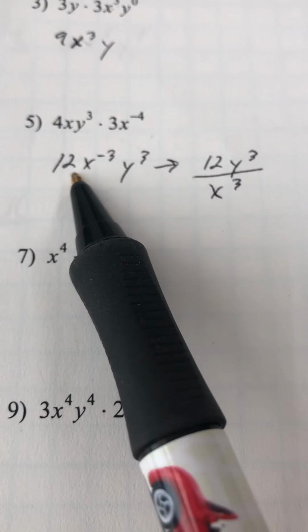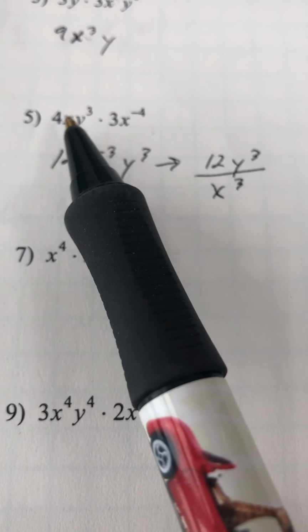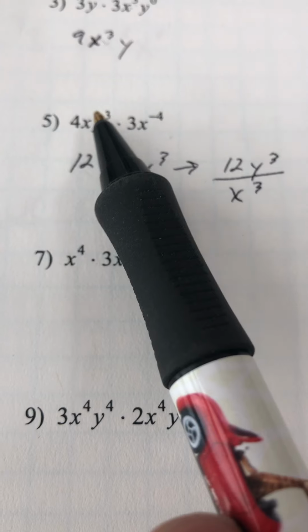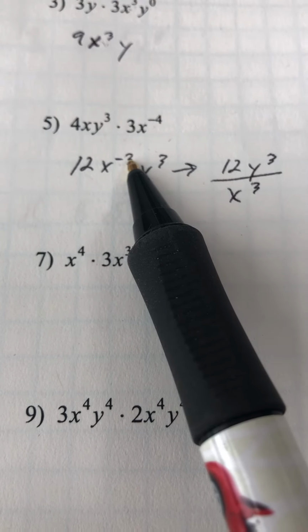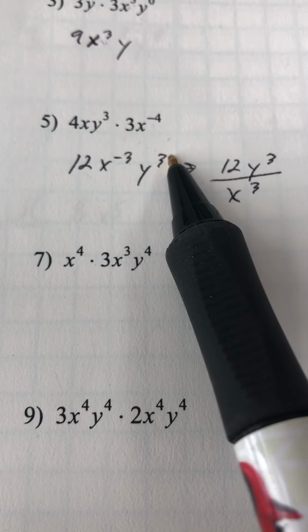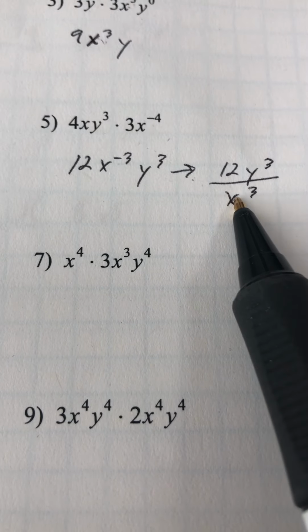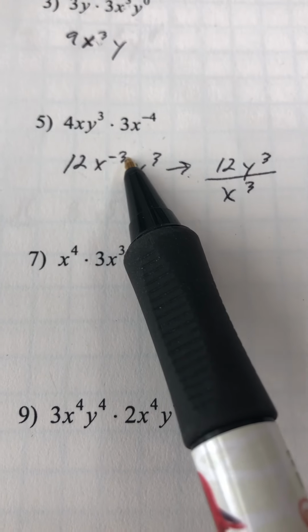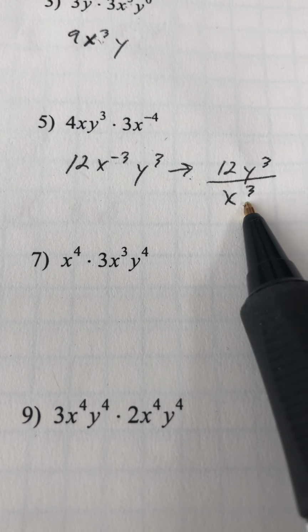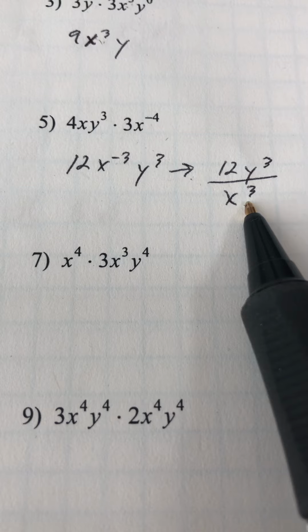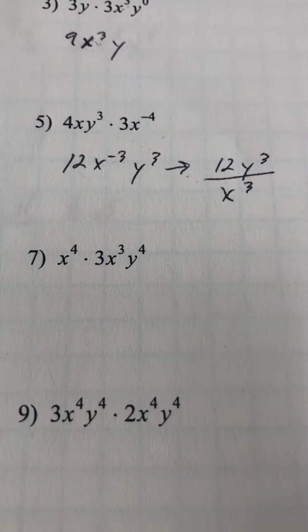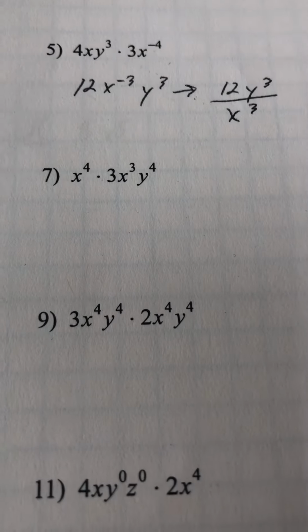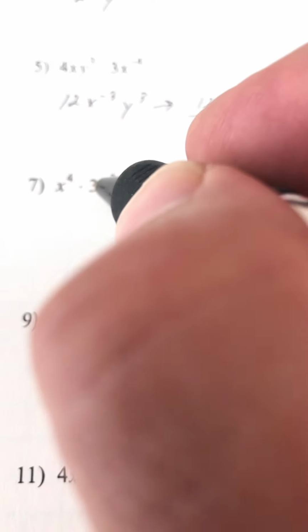I have 4 times 3 is 12. And then I have x to the 1st and x to the negative 4, so that would be x to the negative 3. And I just have y to the 3rd here, right? So I'm going to take that x to the negative 3 and put it down below in the denominator to make it a positive exponent. So I have 12 y to the 3rd over x to the 3rd.